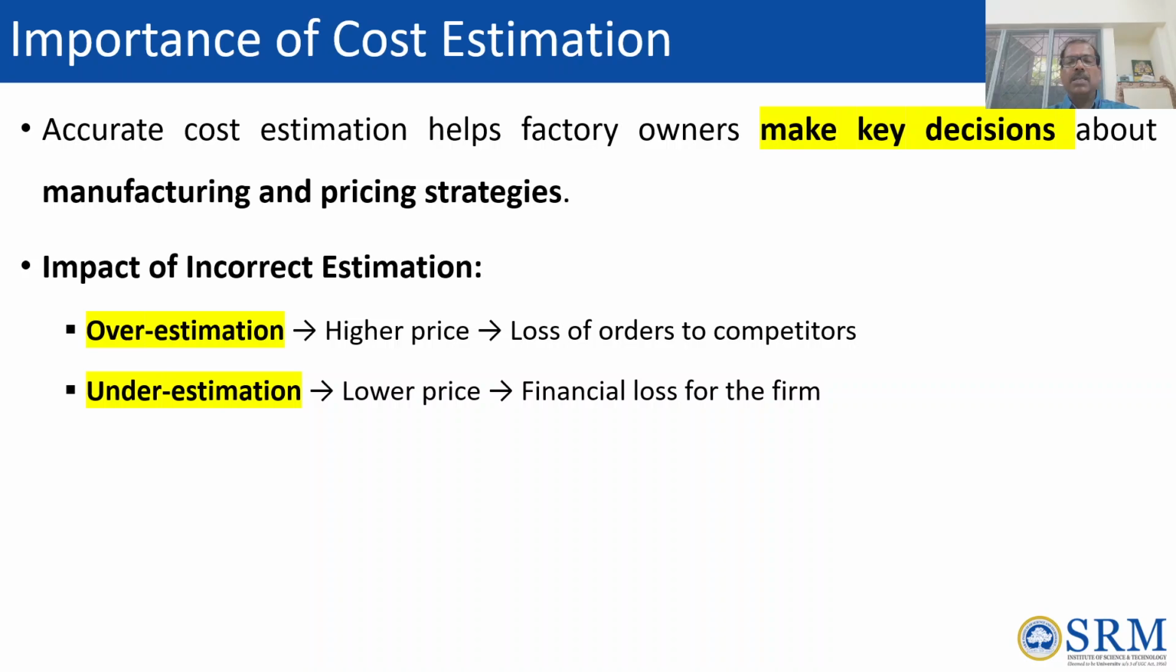Okay, if we are doing cost estimation, but not in the proper way, or in an incorrect way, incorrect can be either side. Either we can do overestimation or we can do underestimation. So if we are doing overestimation, what will happen? Higher price. You will be fixing the cost of the product based on the overestimation, so it will be higher.